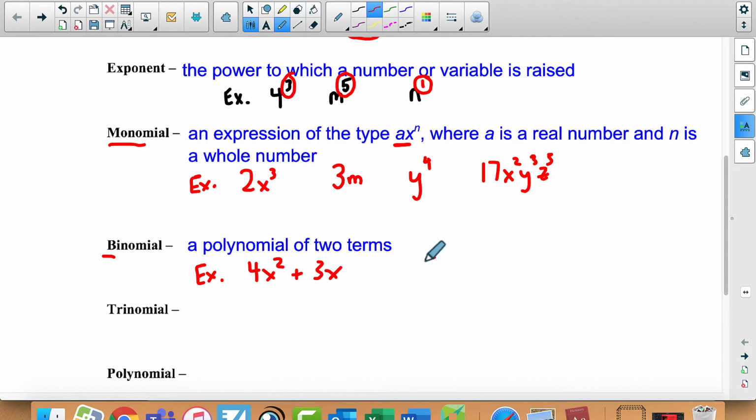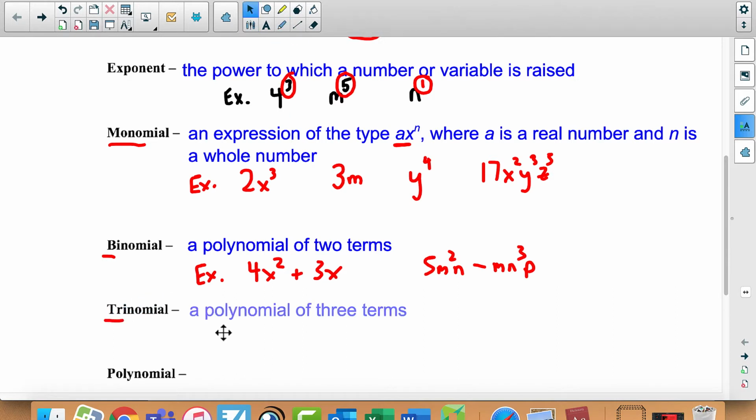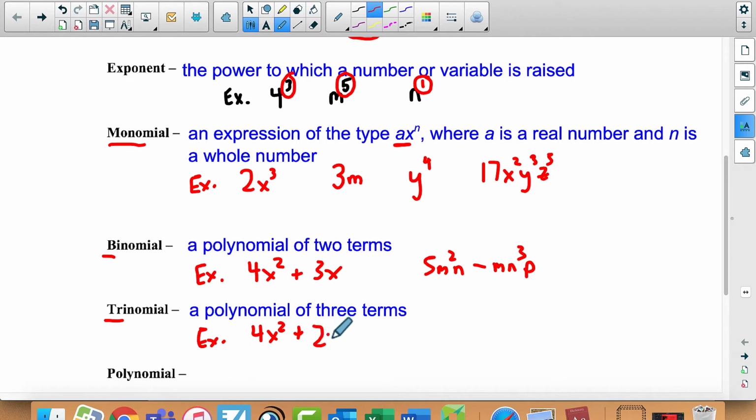How about 5m squared n, that's all 1 term, minus mn cubed p. Yeah, there's only 1 minus in there, so that separates our 2 terms. Pluses and minuses separate terms. Trinomial, tri means 3. It's a polynomial of 3 terms. So something like 4x squared, there's a term, plus, oh, must be getting a second term, 2xy, there's another term, minus, oh, there's a minus, must be another term, y. So there's 3 terms there.